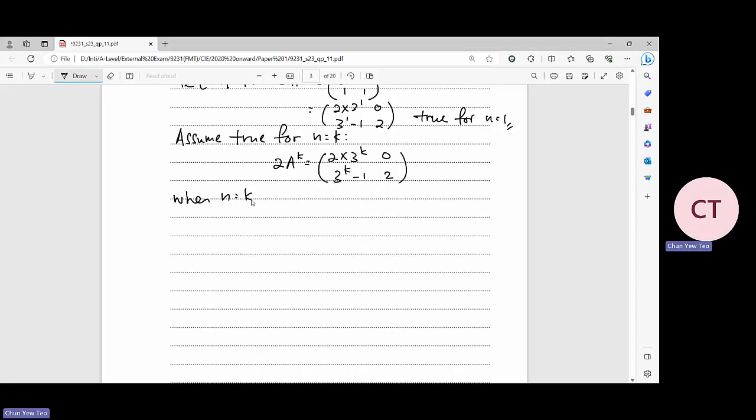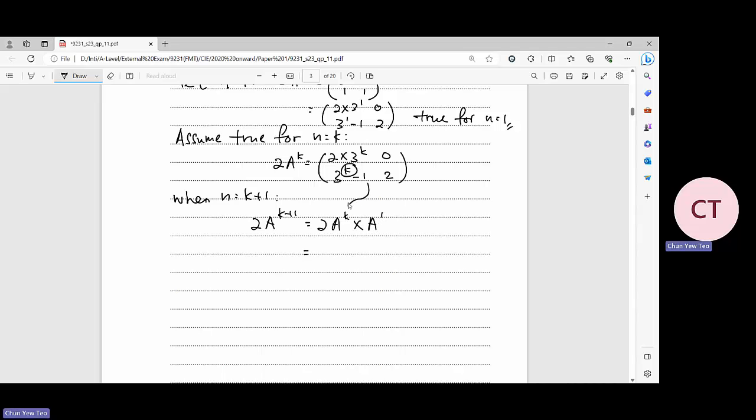Now we want to go for the third statement. When n equal to k plus 1, what are we expecting? We're expecting to make the k here become k plus 1, this one become k plus 1, this one become k plus 1. However, we need to prove it. So how are we going to do it? It will be 2A to the power k plus 1, which is the same as 2A to the power k multiplied by A to the power 1.